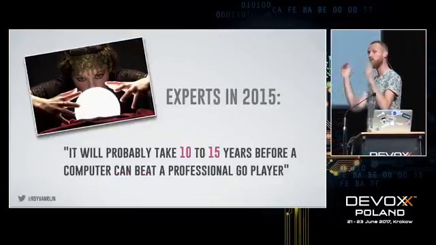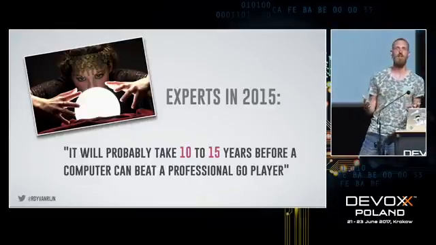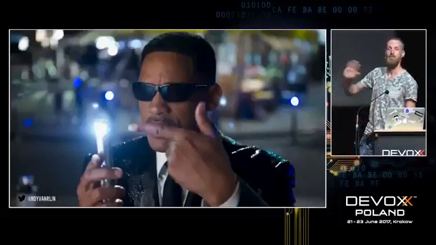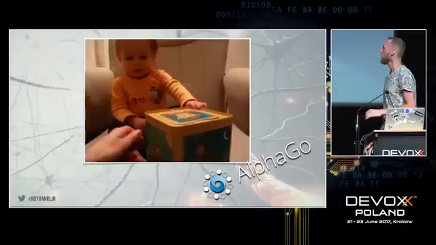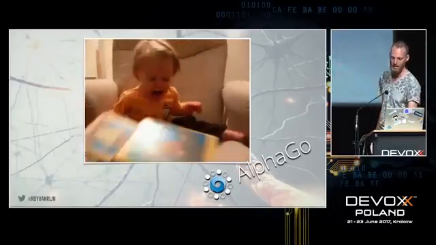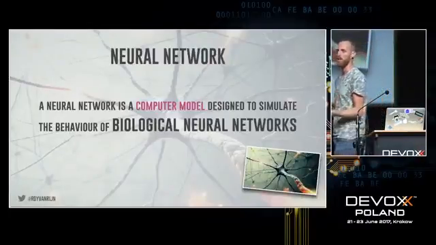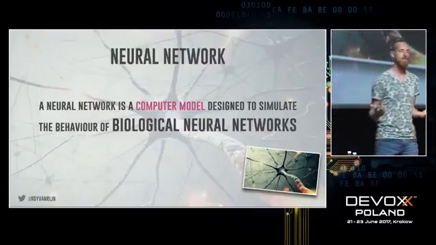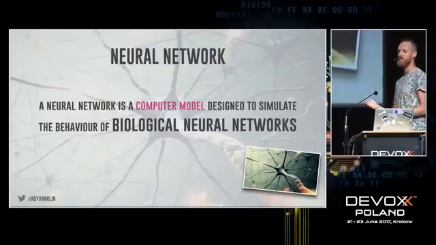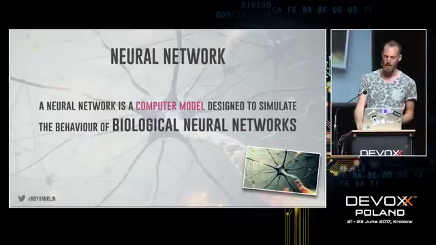And in 2015, just 2 years ago, the experts said it will probably take 10 to 15 years before a computer can beat a professional Go player. Forget that. Because suddenly, AlphaGo came around, and it was like this. Ah, poor baby. And AlphaGo is using neural networks. I probably don't need to explain this, but neural networks are a computer model based on our own brain. Not our own brain, but a brain in general.